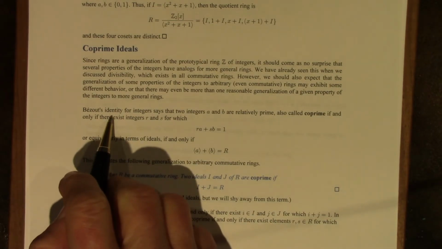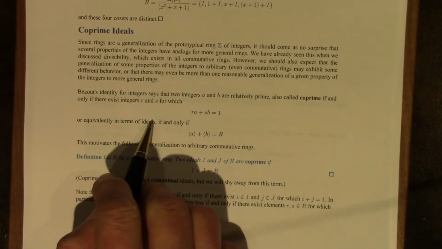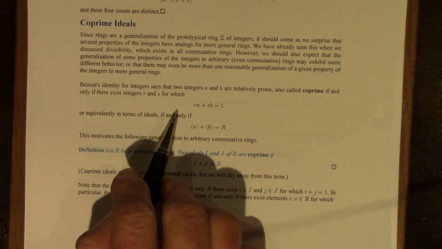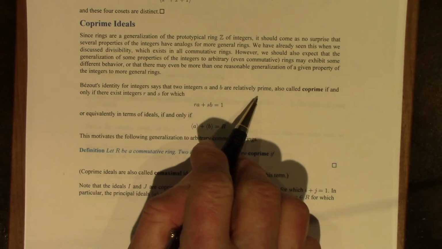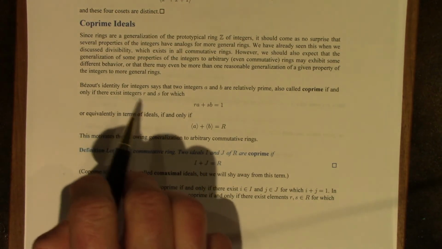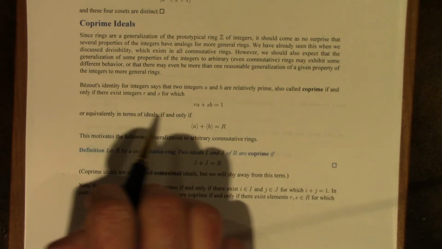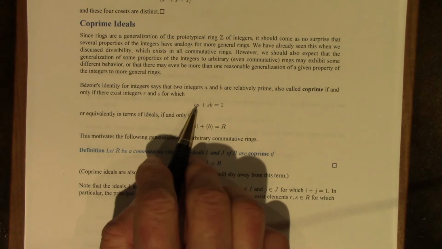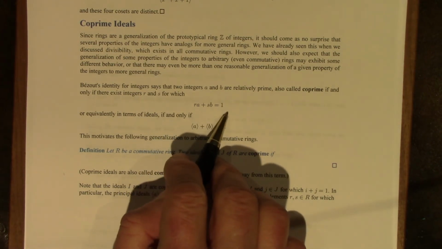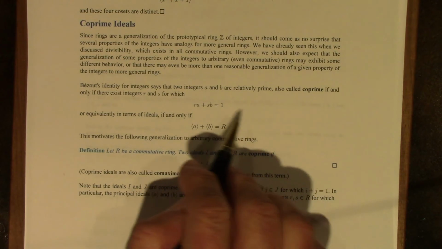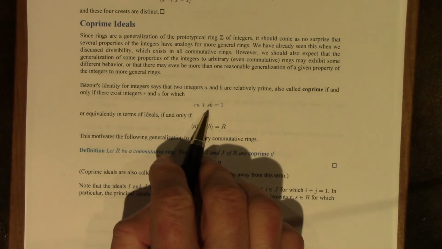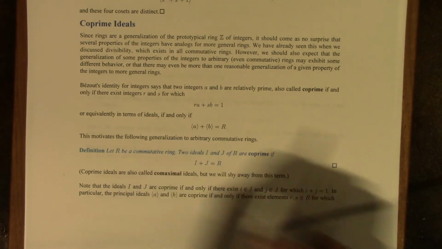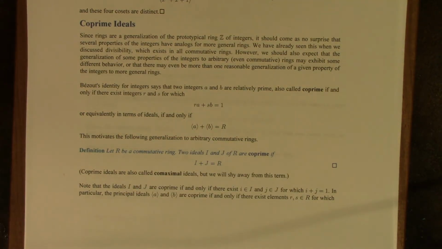Bezout's identity for integers is something we've used quite often throughout these courses. It says that if two integers a and b are relatively prime, also called coprime, then that holds if and only if there exist integers r and s, for which ra plus sb equals 1. One direction's trivial. If this equation holds, then a and b are relatively prime. It's the other direction that's really the meat of Bezout's identity.